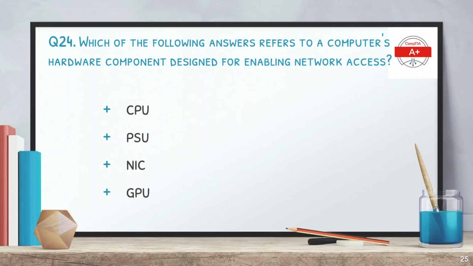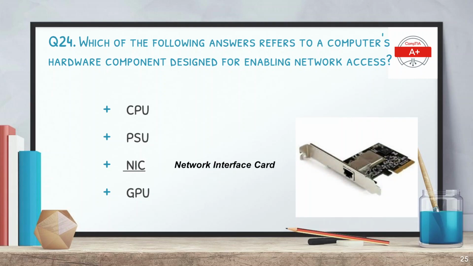So question number 24 is which of the following answers refers to a computer's hardware component designed for enabling network access? And the options are CPU, PSU, NIC, and GPU. And the correct answer is NIC, or network interface card. So we have seen this card at the back of the PC. This is used to enable network access on that PC.